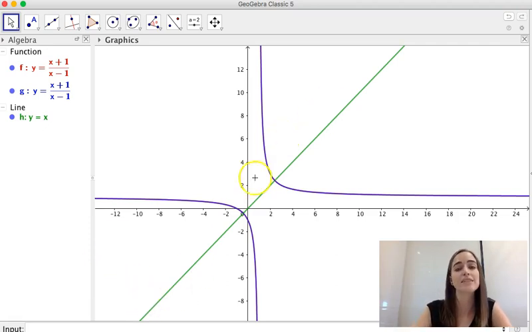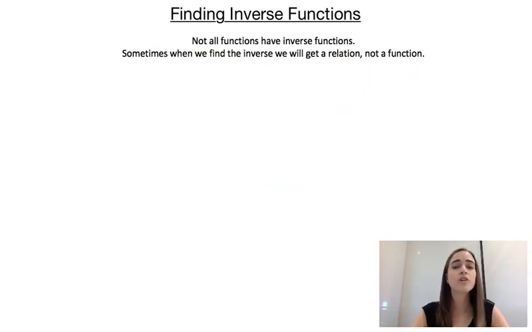It already has symmetry about the line y equals x. So because it has that symmetry, the inverse is going to be exactly the same as the original. And that'll happen for any function that has symmetry around the line y equals x. It is important to know that not all functions have inverse functions.